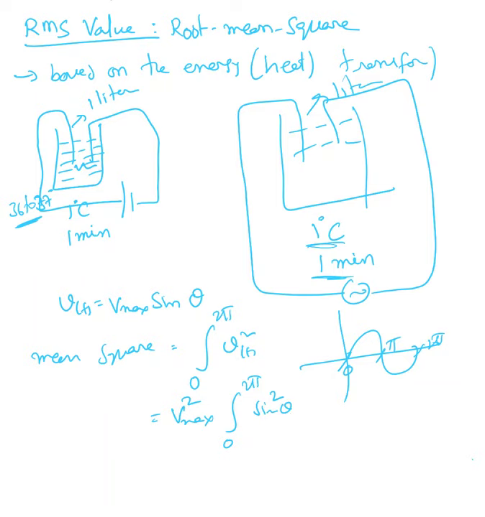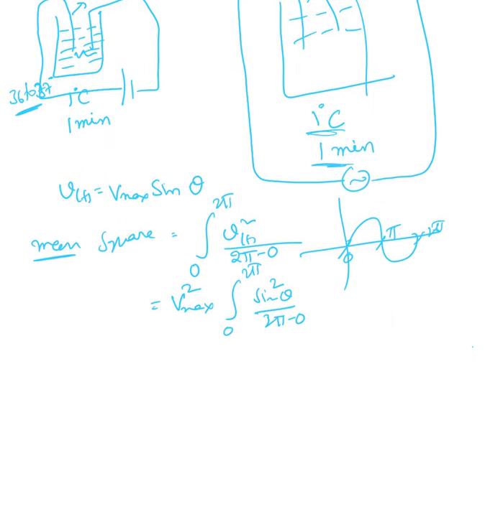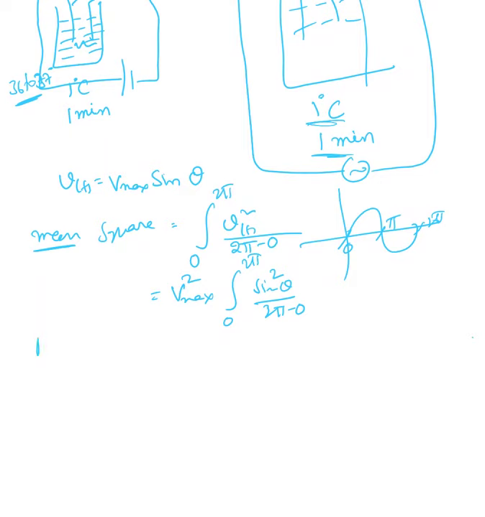So this mean is nothing but the average, right? I forgot to put that average thing: V squared over 2 pi minus 0. So we'll end up with 2 pi minus 0.